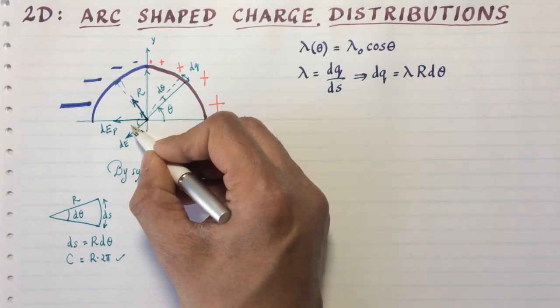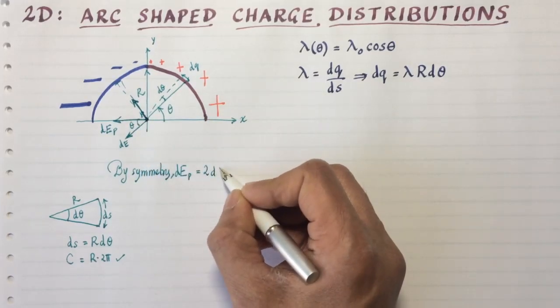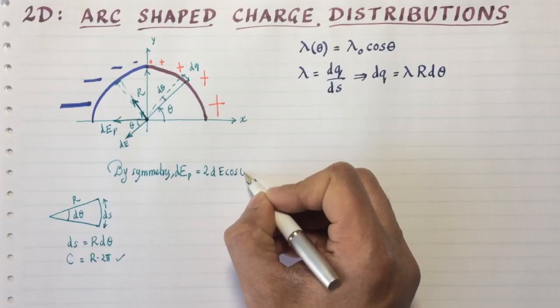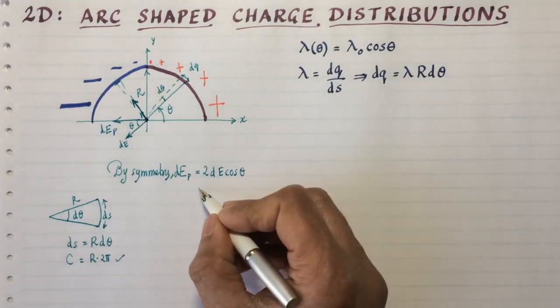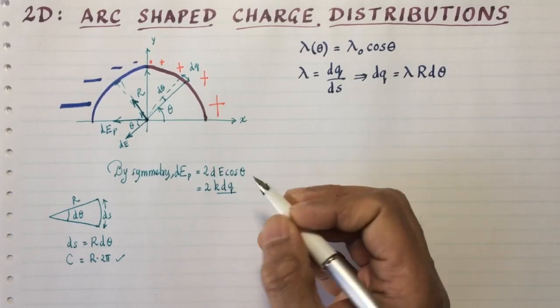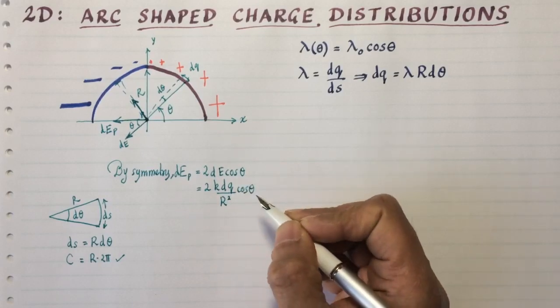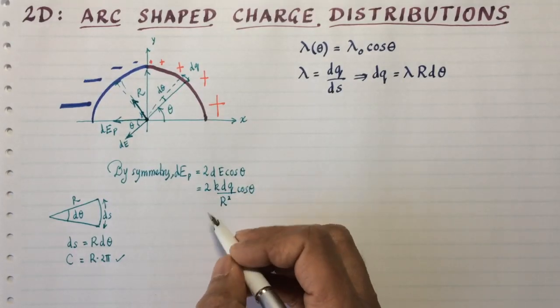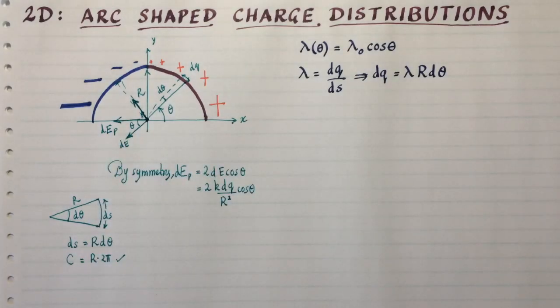That angle is also going to be theta, by the way. 2 times dE cosine theta. And then I'll proceed to evaluate this, because dE is k dq over r squared times cosine theta. And then you integrate both sides to find what the electric field is, and the direction you can simply say it's to the left.